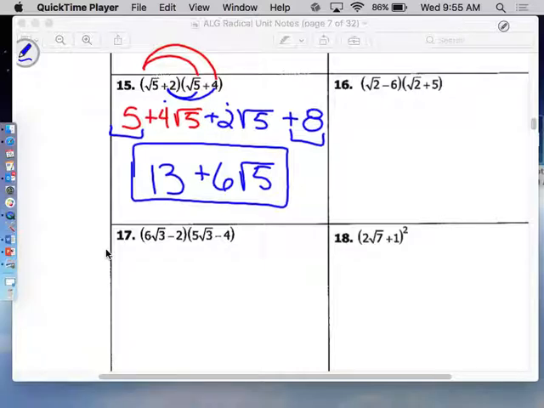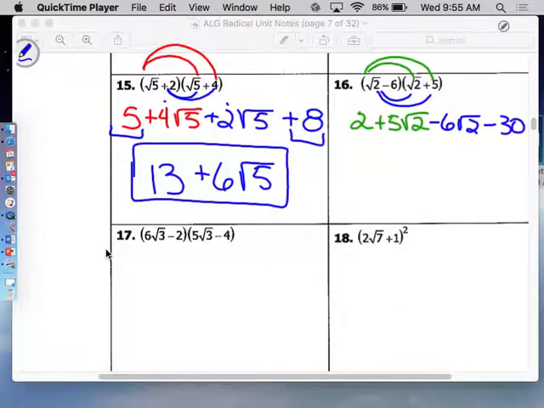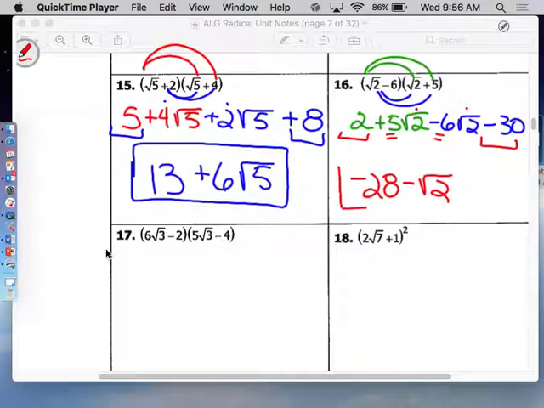Let's look at number 16. Number 16, I have radical 2 times radical 2, which is just going to be the rational number 2, and then radical 2 times positive 5, and then coming back to the first binomial and picking up the negative 6, and then negative 6 times positive 5, and then analyze to combine like terms. 2 and negative 30 are like terms. Radical 2 and radical 2 are like terms, so I combine the 5 and the negative 6. And this represents my end result product for a problem like that.